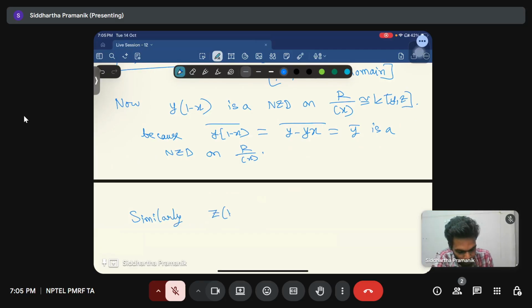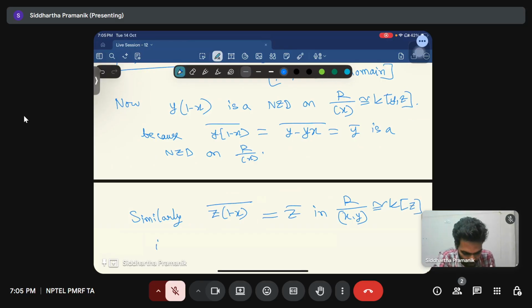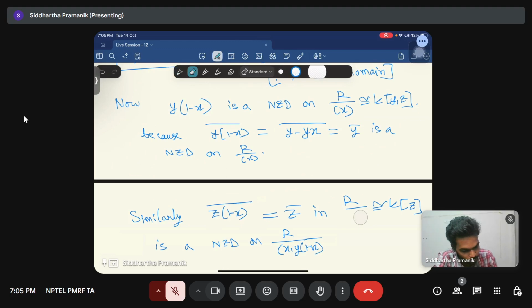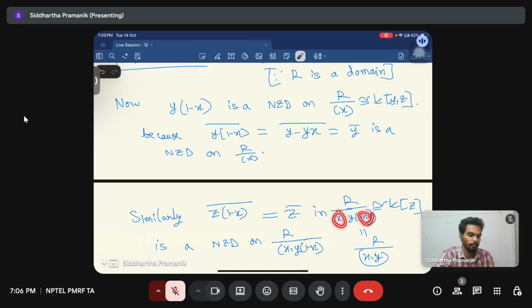Similarly, z times 1 minus x bar will be the same as z bar in R mod x, y, which is the same as k z. So similarly, this one is a non-zero divisor on R mod x, y times 1 minus x. Oh, sorry, this is x, y times 1 minus x. But this is the same as R mod x, y, because x is there, so y minus yx will be absorbed.